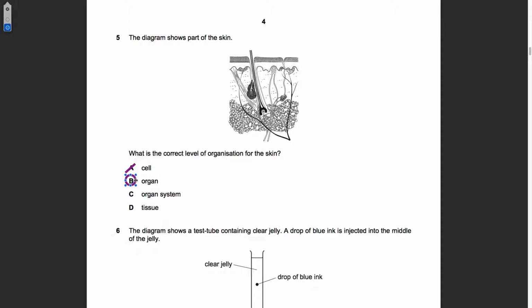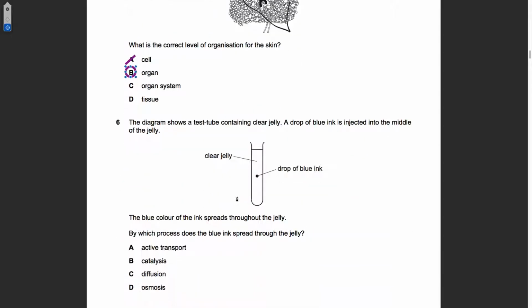So actually the skin can belong to the nervous system for responding to changes in environment, like change in temperature, or it could be part of homeostasis because it regulates our body temperature and carries out things like sweating and so on. Number 6.